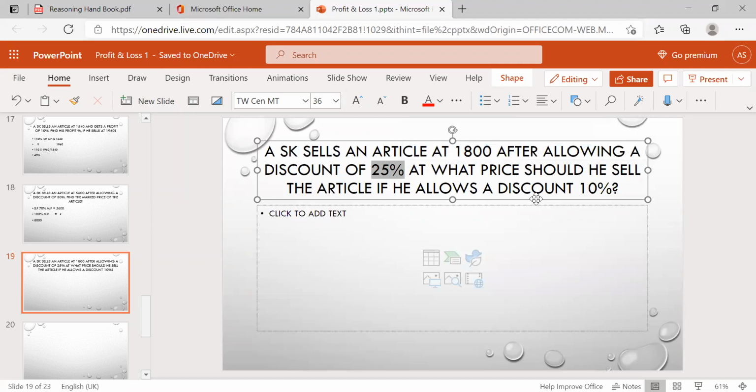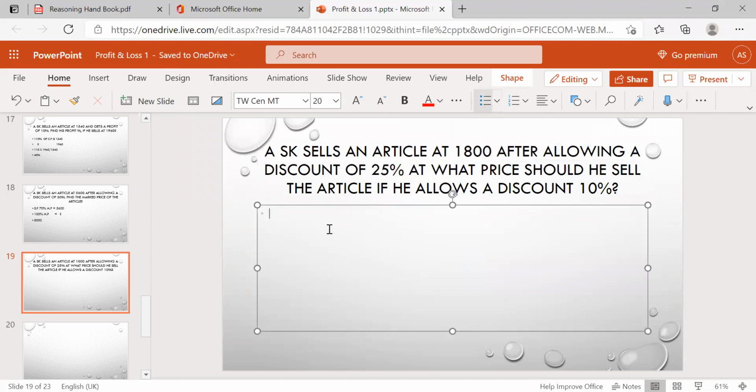Okay, selling price of the thing. For this, we don't need to find the mark price. Directly you can take the previous problem. See, 25% discount means the remaining 75% of the mark price is the selling price, which is 1,800. They gave the discount on only 75% of the mark price. 25% discount means 75% of the mark price equals the selling price, and they gave that as 1,800.